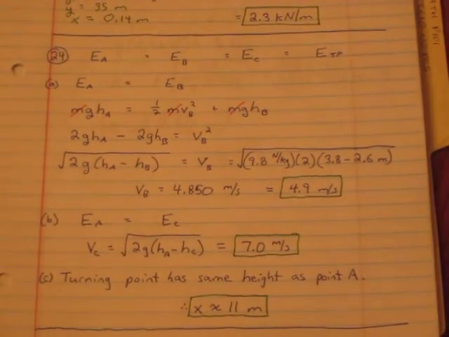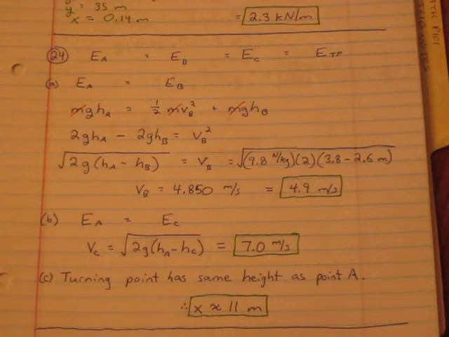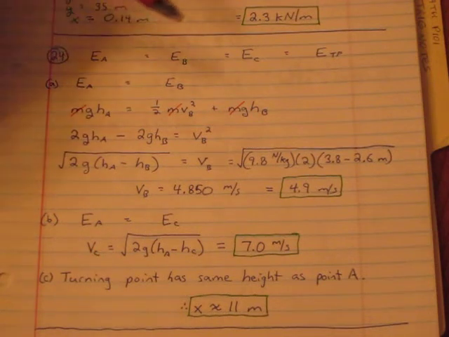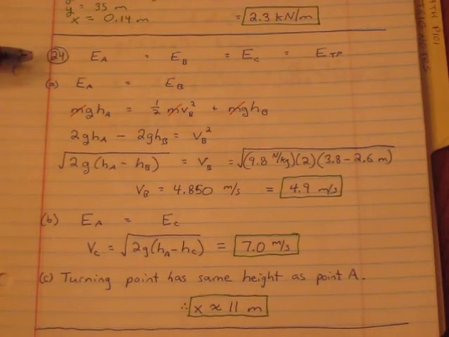Number 24. A particle slides on a frictionless track. Find its speed at B, its speed at C, and the approximate location of its right-hand turning point. All of these energies are the same: energy at A, energy at B, energy at C, energy at the turning point. So we're going to equate whatever terms we need to answer the question at hand.